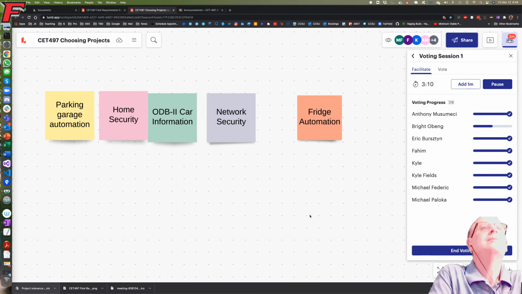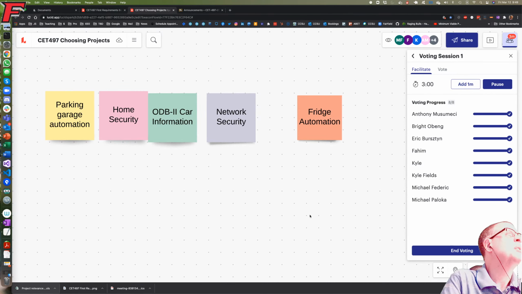Okay, we've got 1, 2, 3, 4, 5, 6, 7, 8 people locked in. 2 people missing. Who we got missing? 1, 2, 3, 4, 5, 6, 7, 8. Oh, we're missing 2 people today. Who are we missing? I've forgotten.